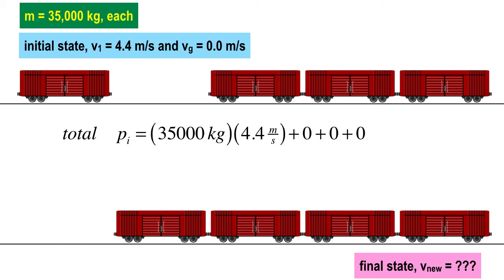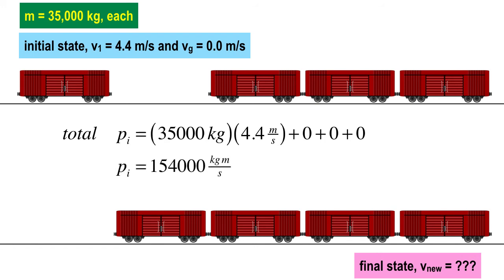If something's at rest, P is equal to zero. It's nice, all right? Now, you do calculate this out. Anybody get 154,000 kilogram meters per second? What's that momentum? Anybody verify me? You got it? Okay. All right. So 154,000 kilogram meters per second.